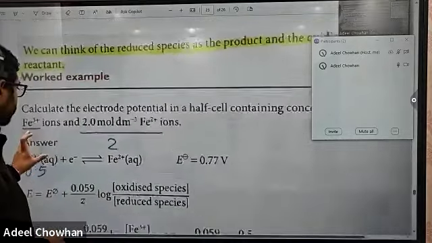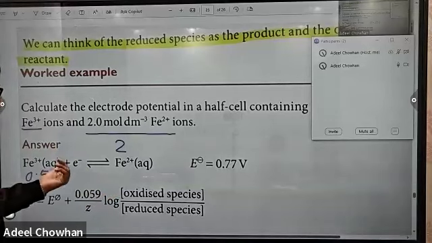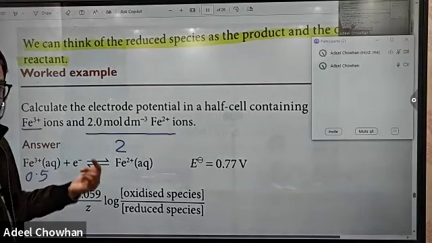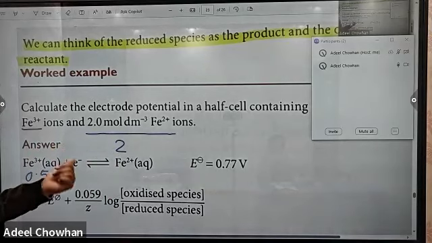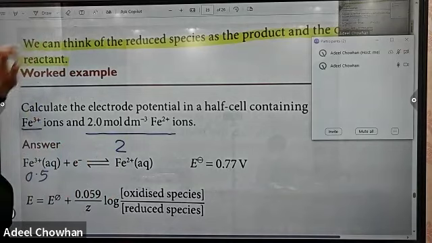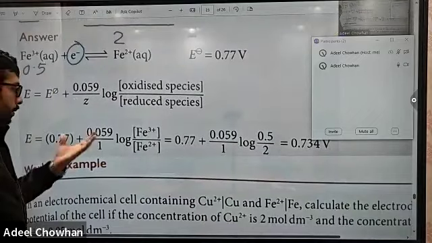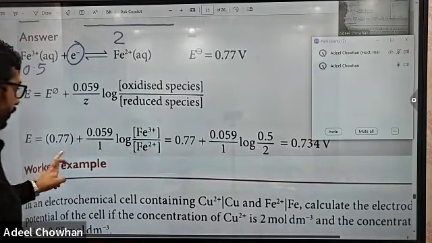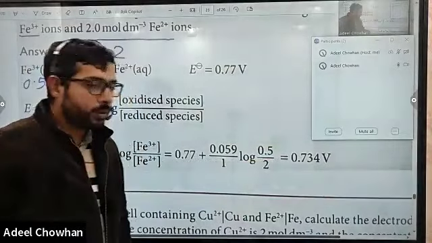Now, how many electrons are involved in this reaction? How many electrons are transferred in this reaction? Because we have to find the value of Z as well. 1. Exactly. So 1. Only 1 electron is involved. So the value of Z becomes 1. So after substituting the values, you get the answer. It is 0.734 volt.